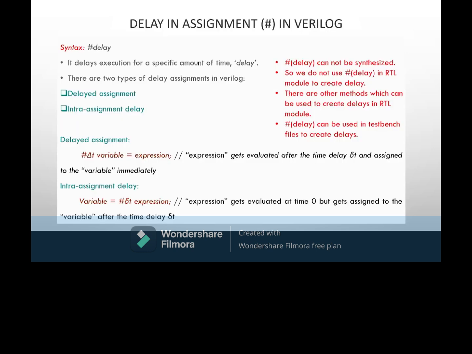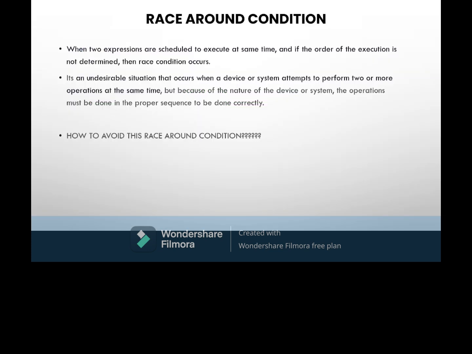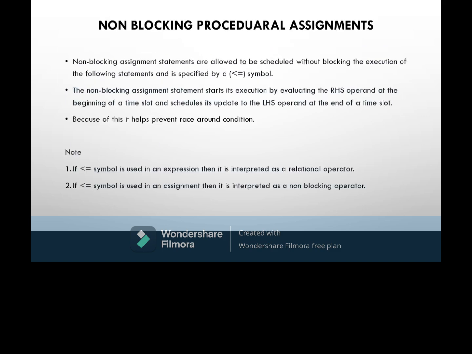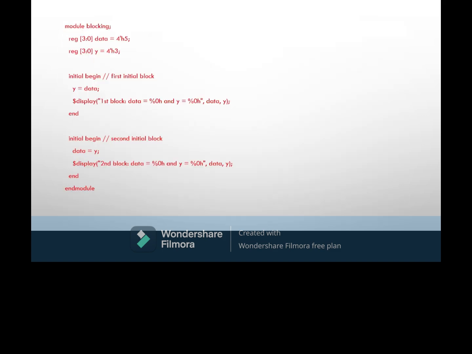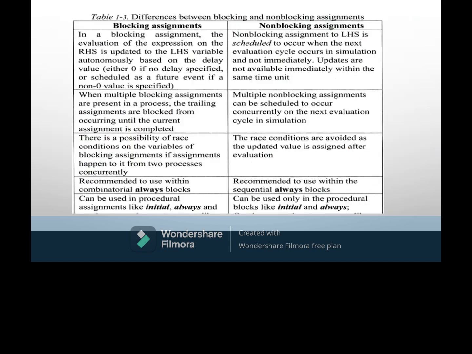Then we have discussed delays in assignment. In behavioral modeling we have two types of assignments, delayed assignment and intra assignment delay. One of the major problems in blocking assignments is the race around condition. I have also made a separate video on this race around condition with examples, you can go check it out there. So this is all about blocking and non-blocking statements.